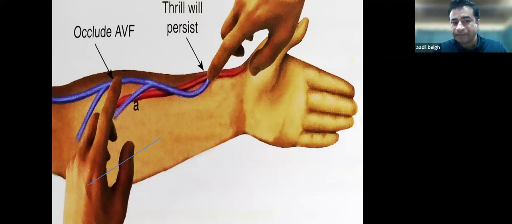When there is a thrill and you are occluding the initial segment, there is a loss of thrill and appearance of pulse. That means there's a patent fistula. And when you occlude the fistula beyond the accessory vein, there is a persistence of thrill. The thrill is not lost and there's no appearance of pulse. Then it is an accessory vein.